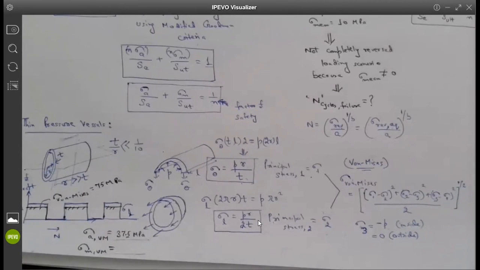Can you explain again what it means for the von Mises to be lower than the loading that's happening?